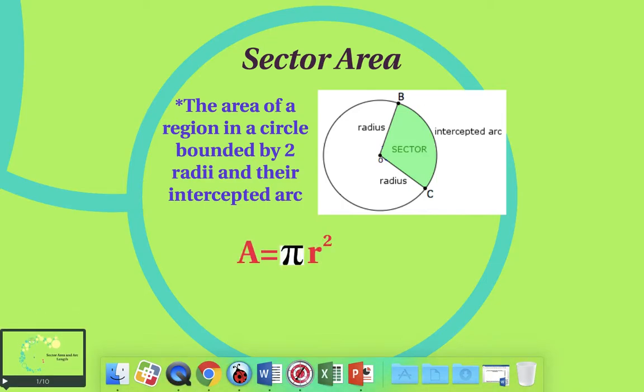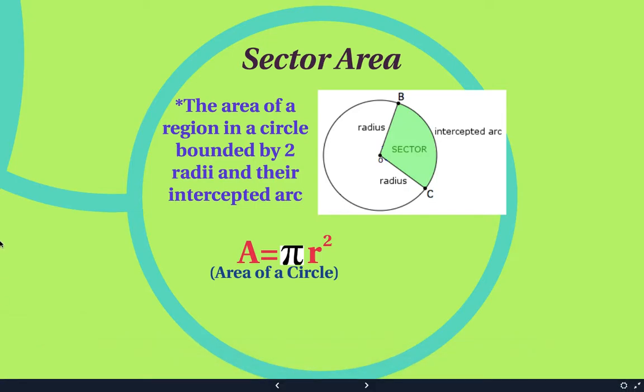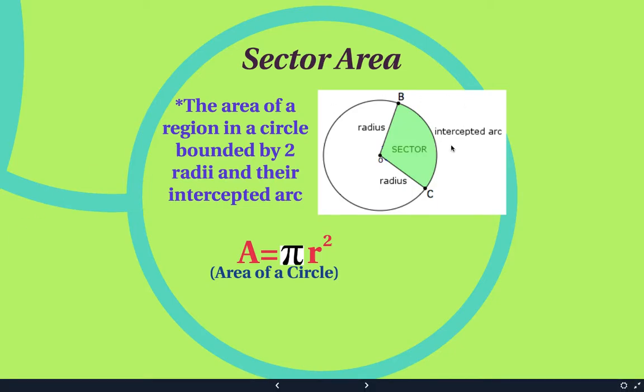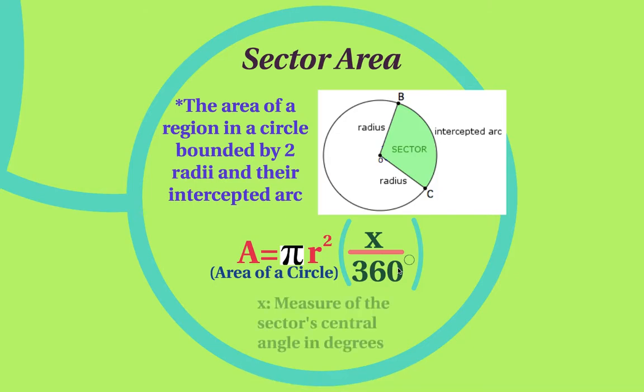Okay, so the formula starts with pi r squared, which we know is the area of a circle. Then we're going to multiply the area of the circle by the fraction of the circle we're dealing with. How many total degrees are in a circle? There are 360 degrees. So if I knew the degree of this angle right here, or this arc, that would tell me how many degrees out of 360 I'm dealing with, which is the fraction of the circle. You multiply the area of the circle by that fraction, and that gives you the area of the sector, where x is the measure of the sector's central angle in degrees.